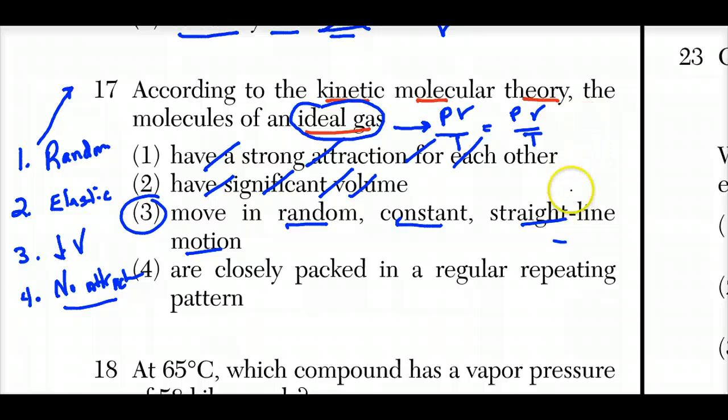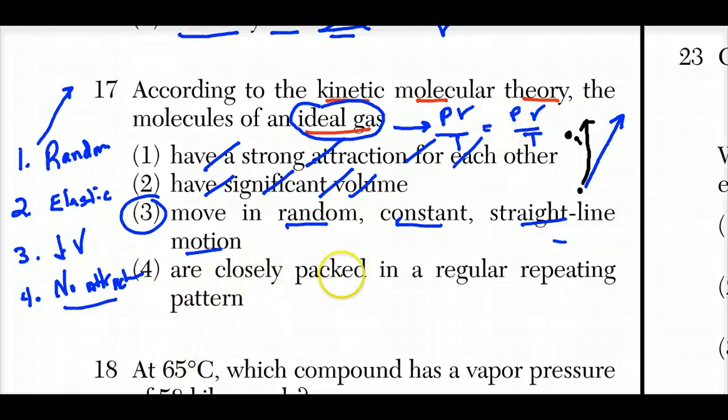Because if you were a real gas, if a gas particle is here and you were traveling this way, you would tend to veer off because you would be attracted to that particle. If you were an ideal gas having no attractions, you would just continue on. And being random allows you to follow the gas laws perfectly. So 3 is the best.